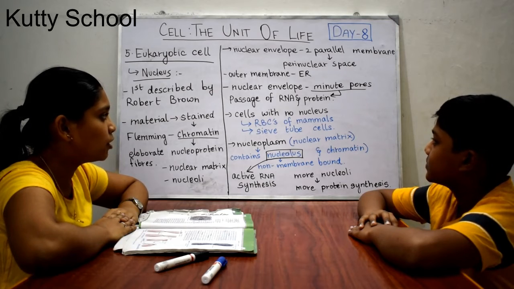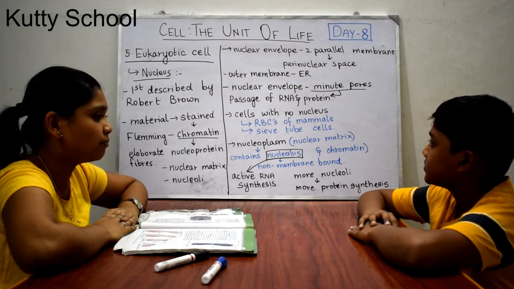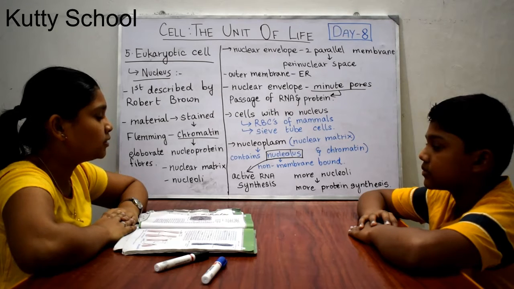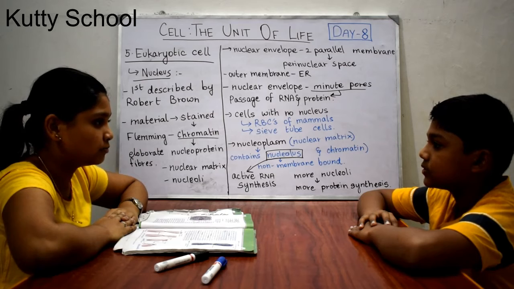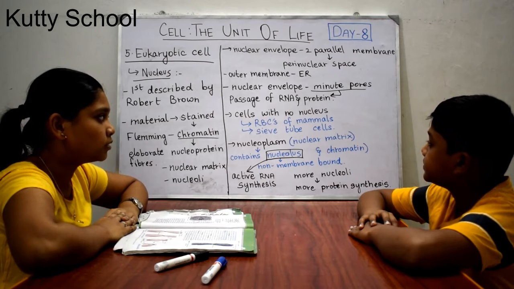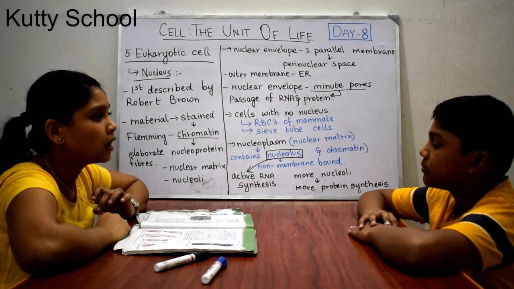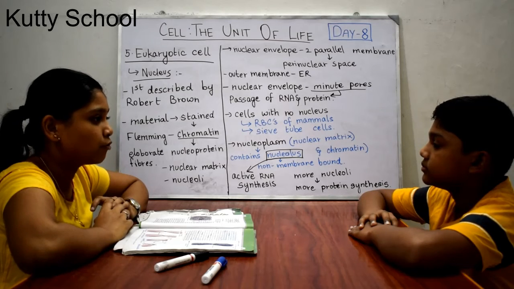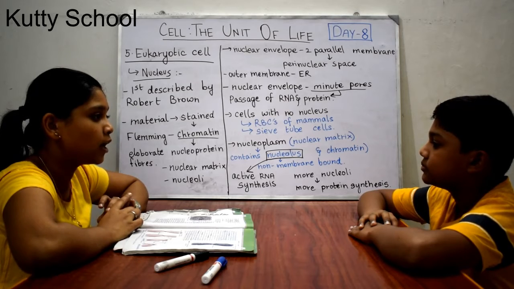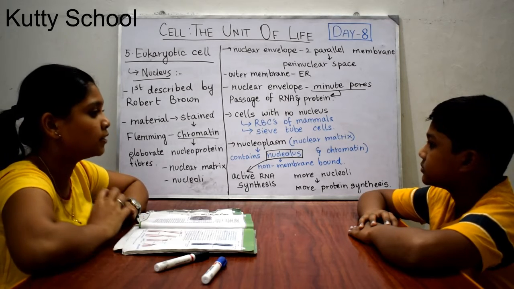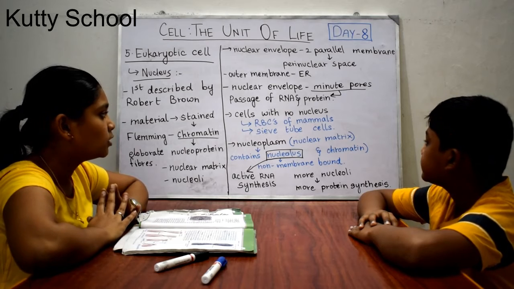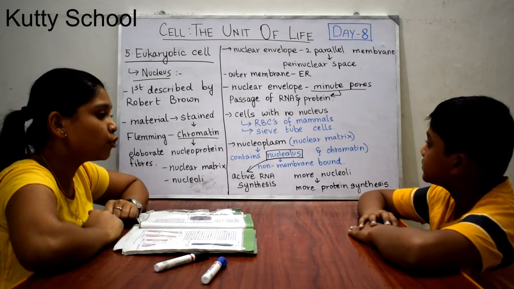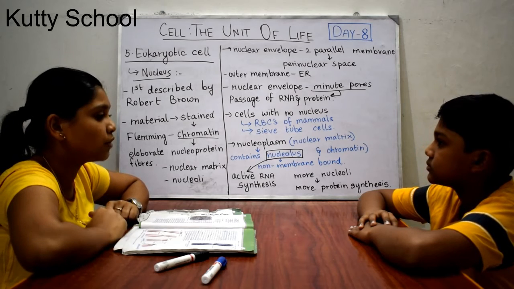We have already seen RBCs of mammals. Red blood cells of mammals do not have a nucleus. Some animals have nucleated RBCs, like amphibians such as frogs. We have seen this already in structural organization in animals. So generally RBCs of mammals do not have any nucleus, and also sieve tube cells. This one we have already discussed.